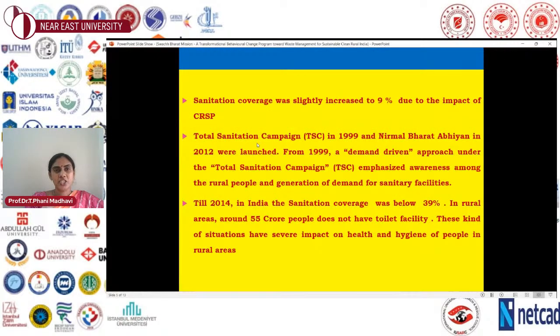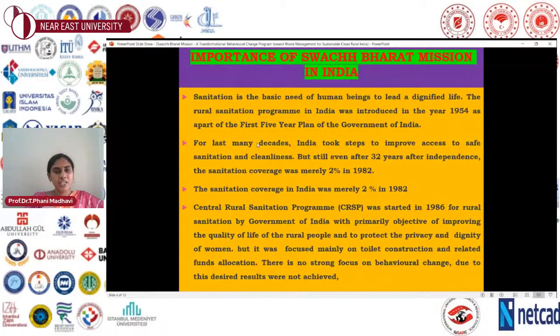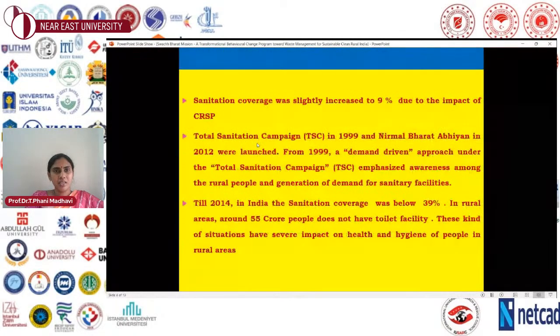Here, the sanitation coverage slightly increased to 9% due to the impact of this CRSP. Even though it was not majorly focused on behavioral change, due to the objective of improving the quality of life of rural people, after the implementation of this program there was some increase in sanitation coverage.